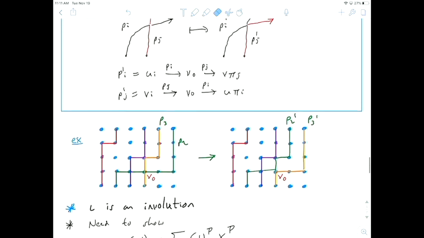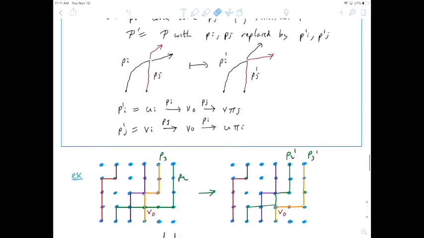So here's an example of what this would do. Here you find the first path that intersects. P2 intersects, and then you find the southwest-most intersection. So it would be this one, and then you take these two paths, the green and the orange, and here you switch them. So here this becomes green, and this becomes orange.